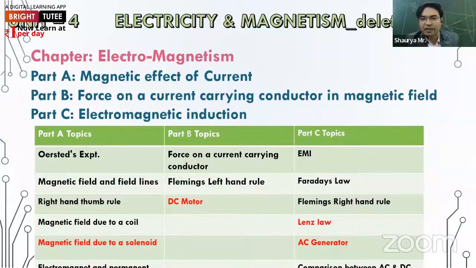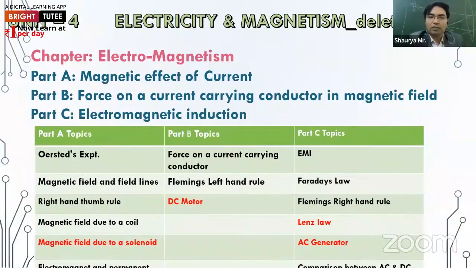In part B, a big topic, the entire DC motor has been totally removed. When it comes to part C, again the application part, that is the AC generator, the entire construction and working, plus Lenz's law, has been removed. So now, as a student, we only have Fleming's right hand rule to find the direction of the induced current. Lenz's law has been removed. Lastly, transformers or the primary secondary coil, another application of electromagnetic induction, have also been scrapped from the curriculum.